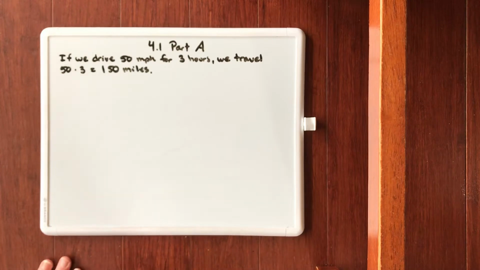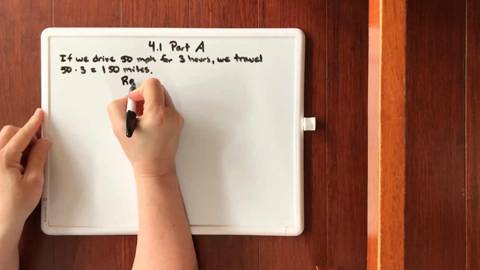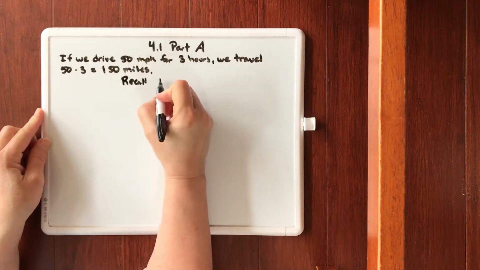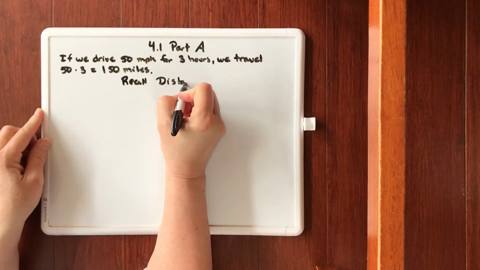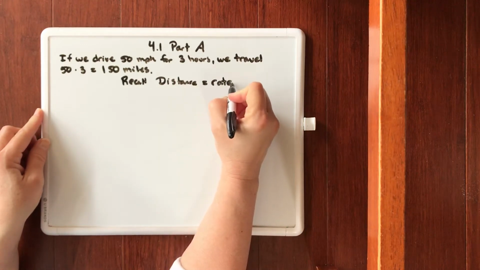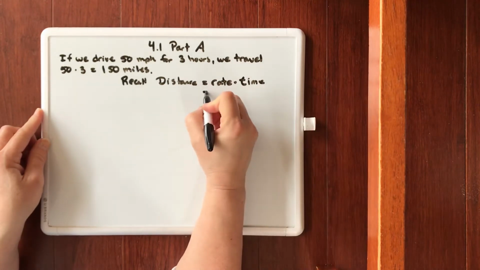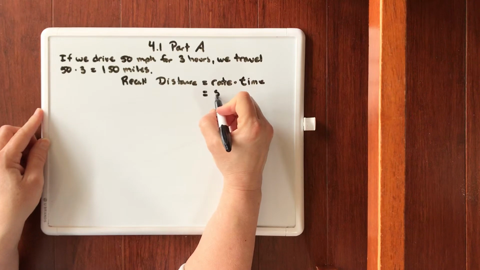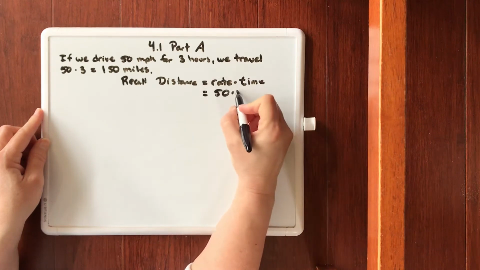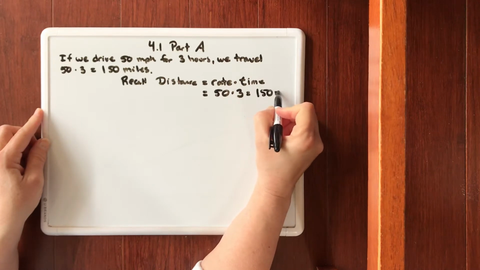If we drive 50 miles per hour for 3 hours, we travel 50 times 3, which is 150 miles. Recall, distance equals rate times time. So in our case, the rate is 50 miles per hour times 3 hours is going to give us 150 miles.